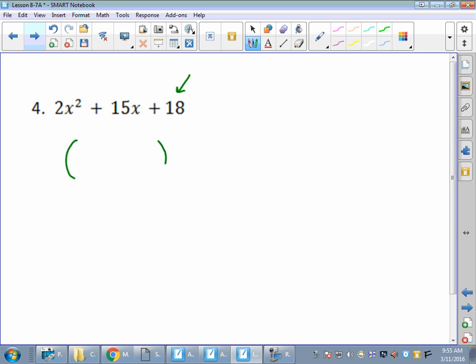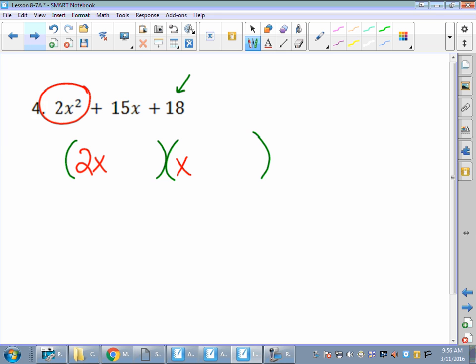So guess and check, I'm going to do 2 sets of parentheses. I'm going to take my first term and break it down. What 2 things will multiply to 2x to the second? You've only got one option here. 2x times x.